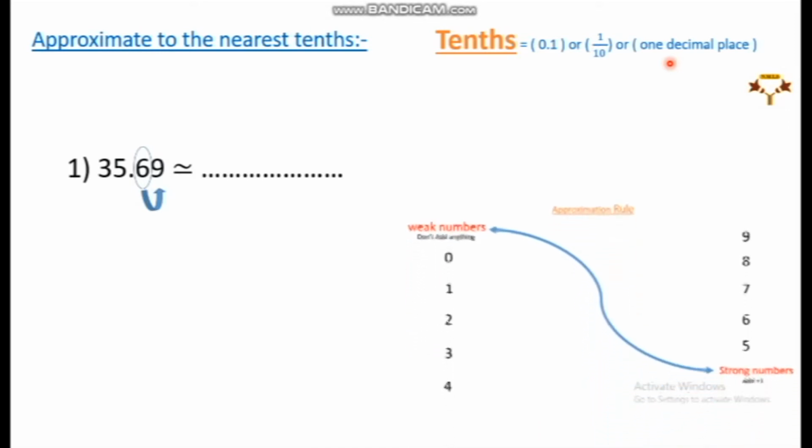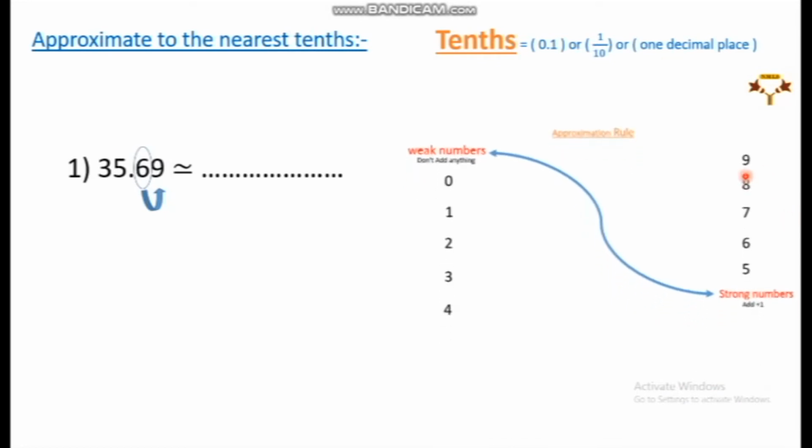Excellent. 9 is from the strong numbers. In the strong numbers we have to add 1 to the circled number, the digit that we want to approximate to. So here we add 1 to the 6 to make it 35.70, and the 9 is crossed out and cancelled to become 0. But we know that a 0 at the end after the decimal place is meaningless, so I don't want it and I will never write it. It will fall. Go to the next question.